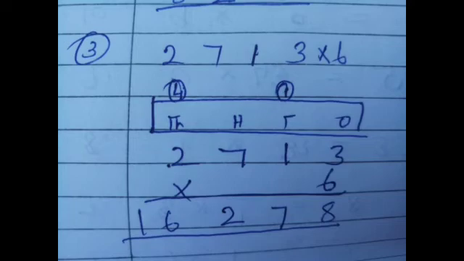When we multiply 2713 by 6, we'll get the answer 16,278.